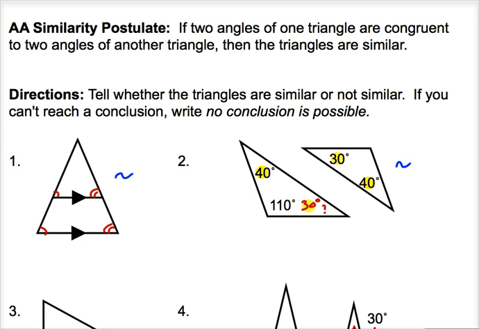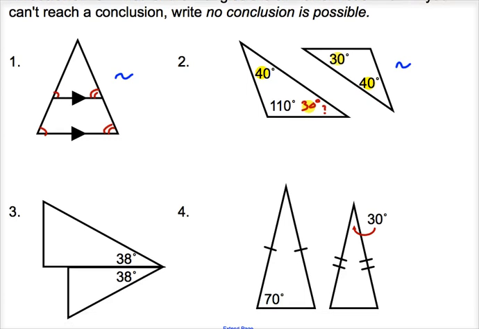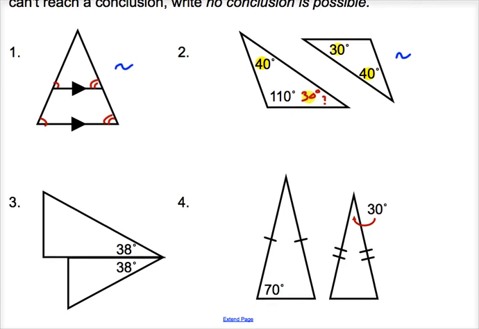Number three. So I do see that I have a 38-degree angle. It looks like this other angle over here might be 90 degrees, but I don't know. So all I know is they each have a 38-degree angle, so this is no conclusion.